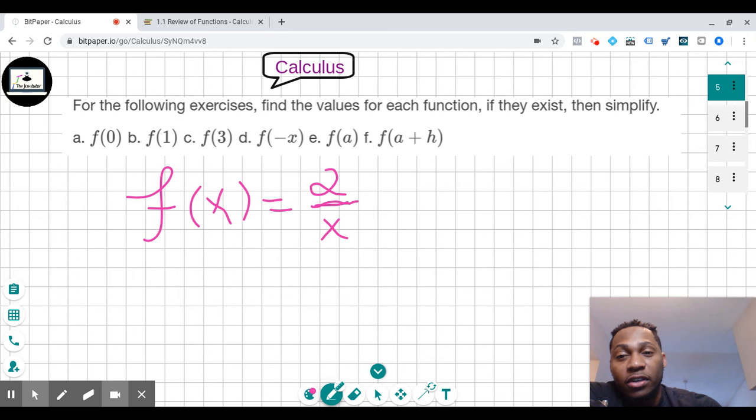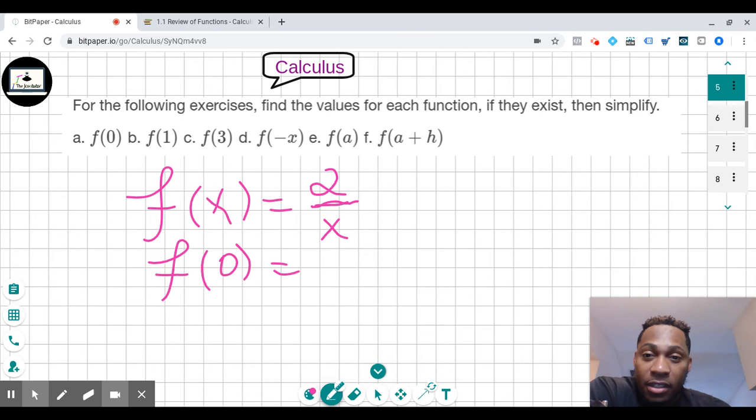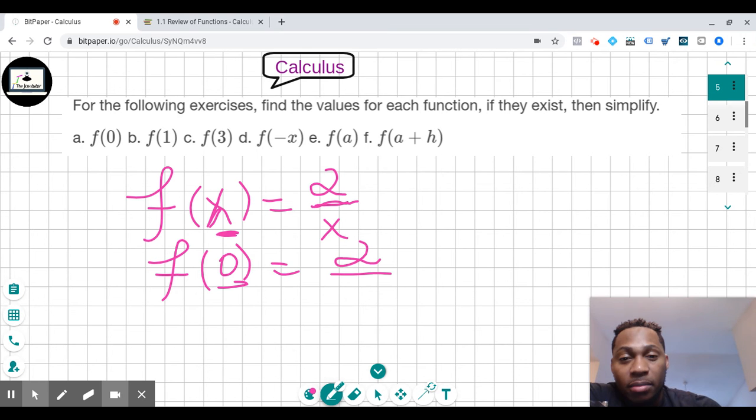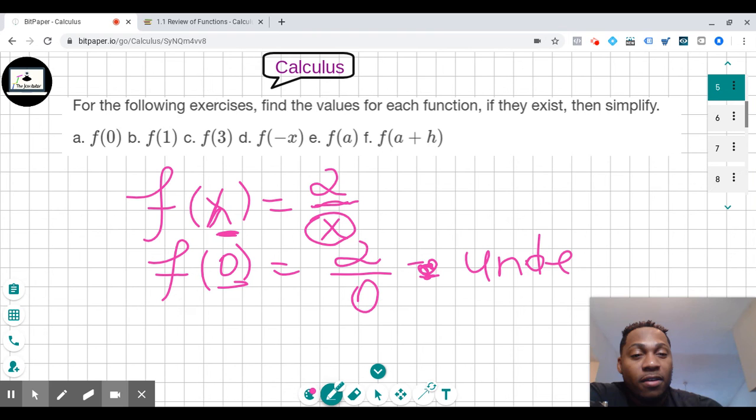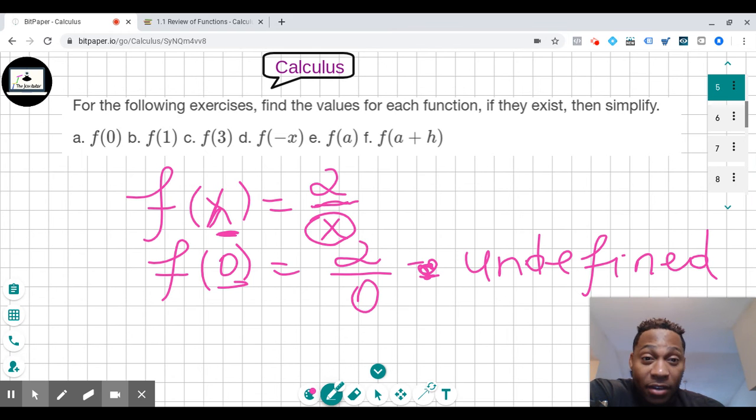So let's start. The first one is f of 0. F of 0 is equal to what? Notice the difference between f of x and f of 0: in place of x, we have a 0. So we're going to go in place of x and put a 0: 2 over 0. What is 2 over 0? That's not 0, that's undefined. 2 over 0 is undefined. And that's it for this one.